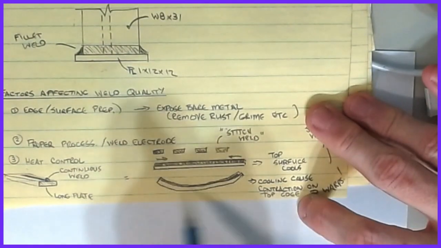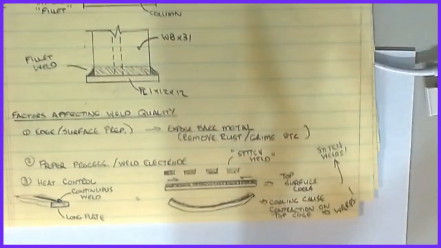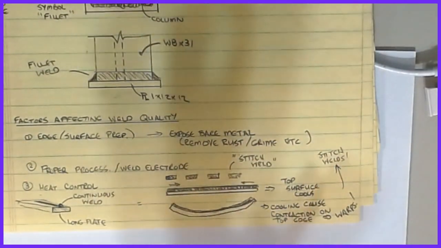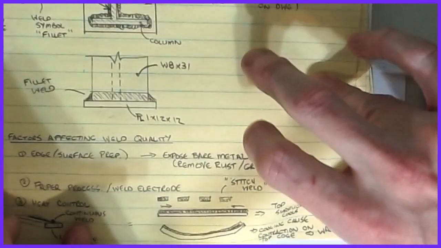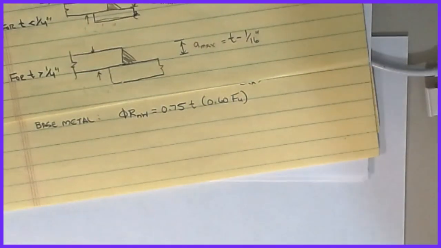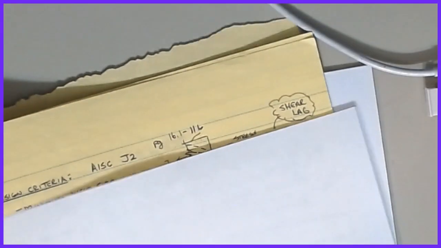Okay, but it's this warping and this curling that's the problem. You have everything nice and framed up square as could be, and then you weld on it, and all of a sudden now it's warped and out of alignment, and that's not necessarily a good thing. Okay, all right, so that's kind of the basics of welding. Let's get into some of the specifications that AISC uses for this.